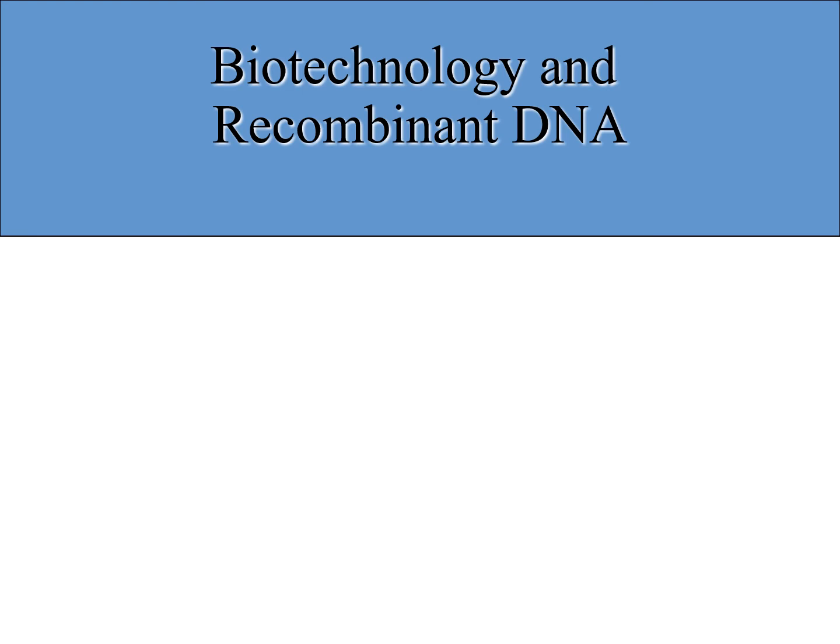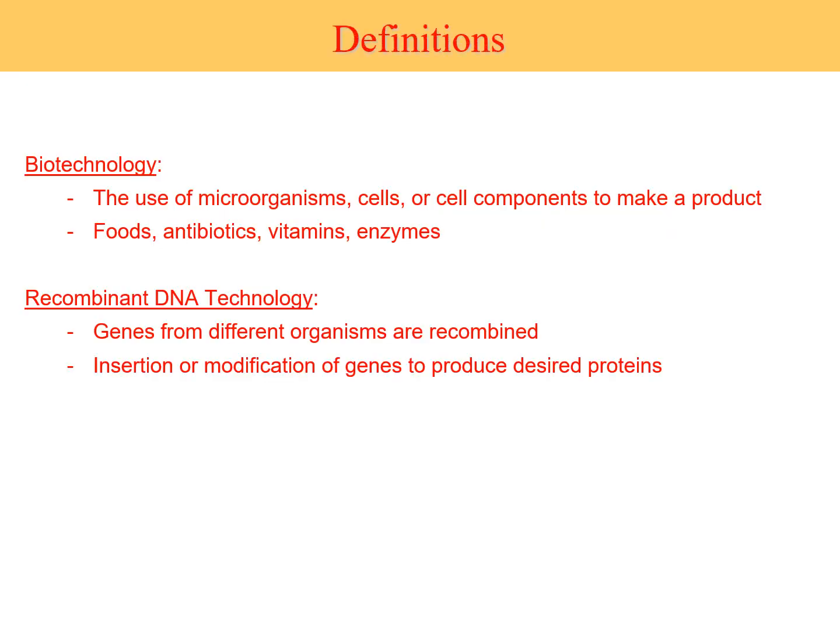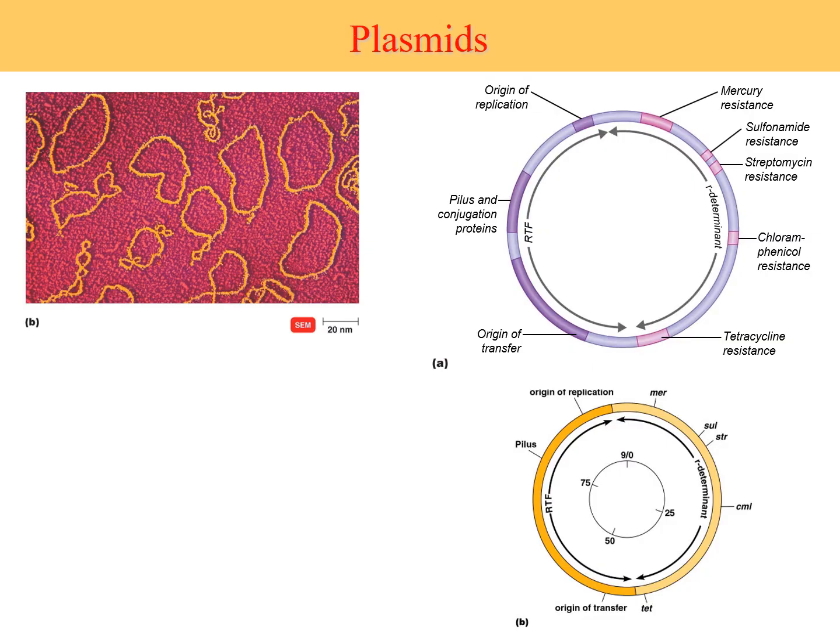Let's look at some of the techniques that are used. Biotechnology, of course, uses microorganisms or cells or components of cells to make a product, and the product can be all kinds of things, actually. Recombinant DNA technology, as I said, simply refers to transfer of genes between organisms. Genes from one organism are recombined with the genes from another. It's an insertion or modification of a gene to produce a desired product, a protein. Genes code for proteins. And here again we have the example of this plasmid.